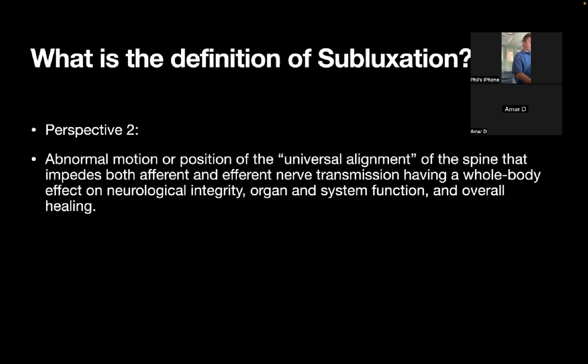So now we say, okay, abnormal motion or position, not just of the individual segment, but it's a universal alignment. So if there's a subluxation at C2, it's also affecting the thoracic and lumbar spine. And contrarily, if there's a subluxation at L4 or L5, and that causes perhaps a disc bulge, that's going to affect nervous system function. That's going to affect the entire body. So now this universal alignment of the spine, whether it's a scoliosis, whether it's abnormal curvatures, that is a bigger picture. So it says it impedes both the afferent and efferent nerve transmission.